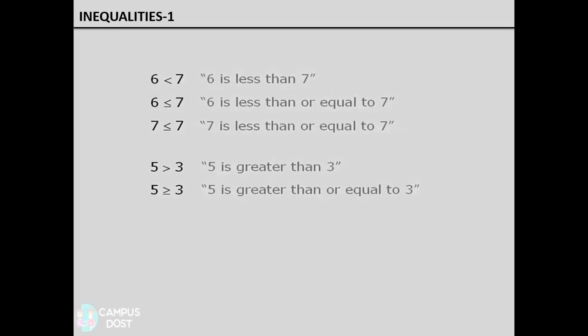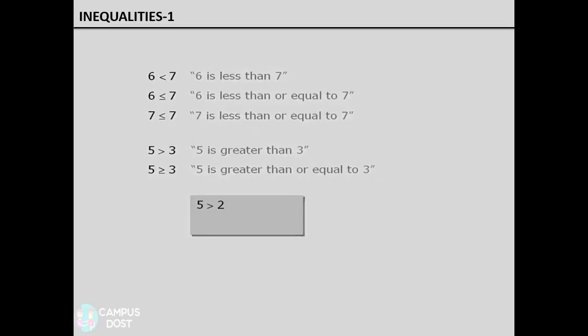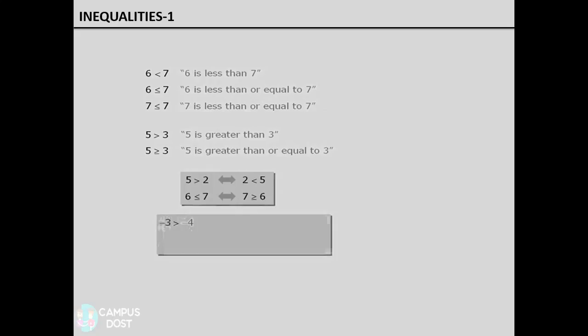Now it's important to note that we can express the same inequality in two ways. For example, we can take the statement 5 is greater than 2 and rewrite it as 2 is less than 5. Both statements express the same inequality. Similarly, the statements 6 is less than or equal to 7 and 7 is greater than or equal to 6 express the same idea. Now I happen to be partial to taking inequalities and rewriting them so that the inequality sign opens to the right. This way, the smaller number is always to the left of the larger number, in the same way that they appear on the number line.